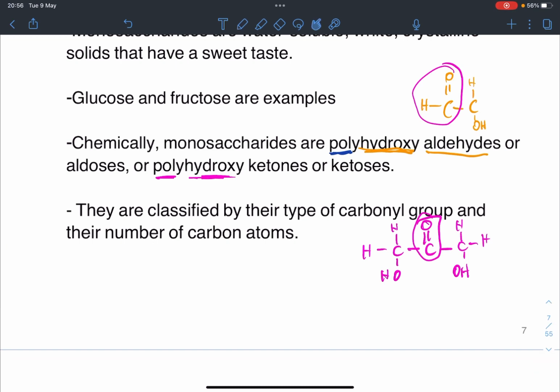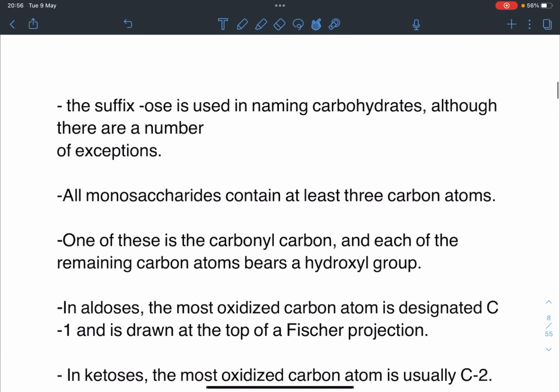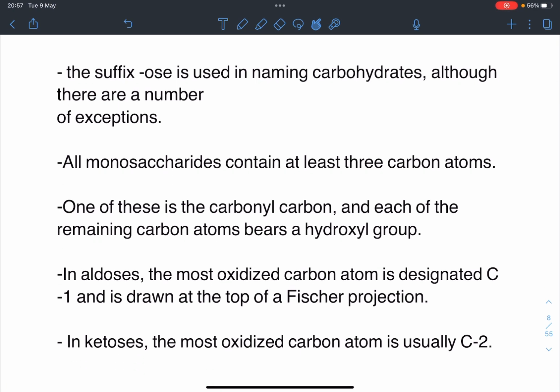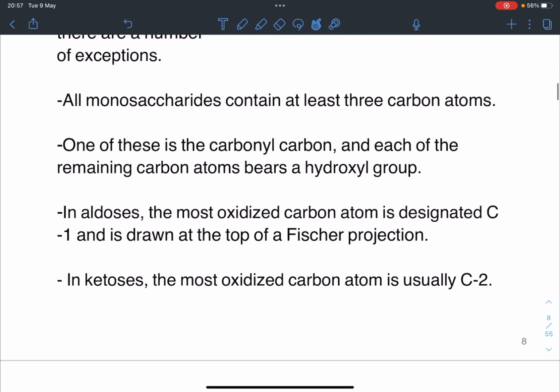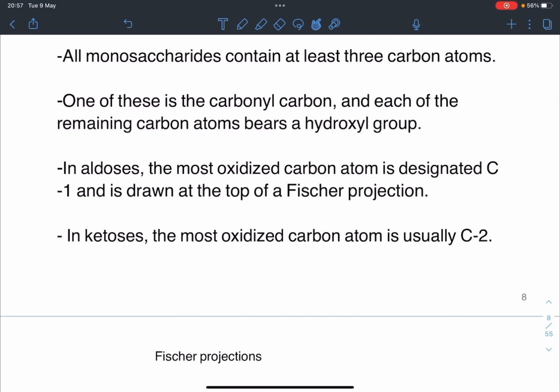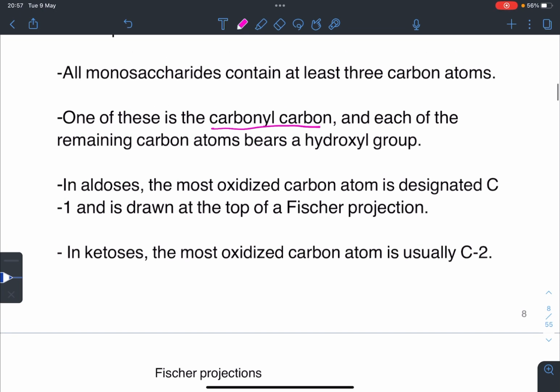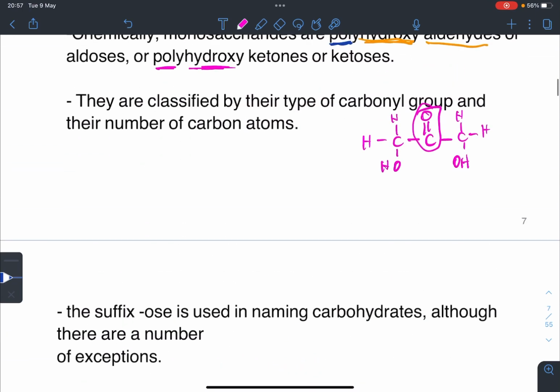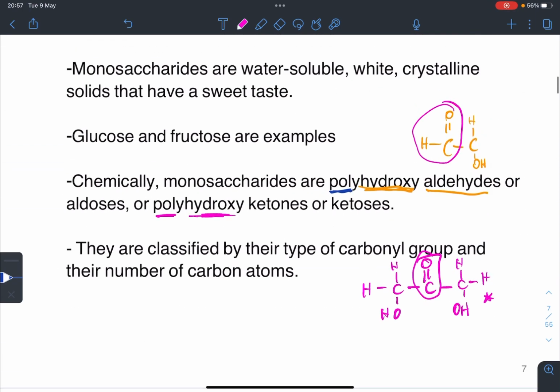They're classified by their type of carbonyl group and the number of carbon atoms. The suffix "-ose" is used for naming carbohydrates, although there are a number of exceptions. Of course, there are always exceptions. All monosaccharides contain at least 3 carbon atoms. One of these is the carbonyl carbon, and each of the remaining carbon atoms bears a hydroxyl group. Simple words. The carbonyl carbon can be either the ketone or the aldehyde, remember we talked about it just now. If it's the ketone, it's this guy; if it's the aldehyde, it's this guy.